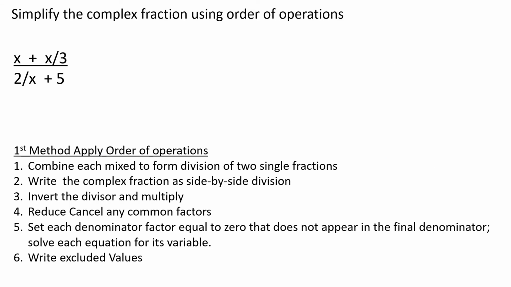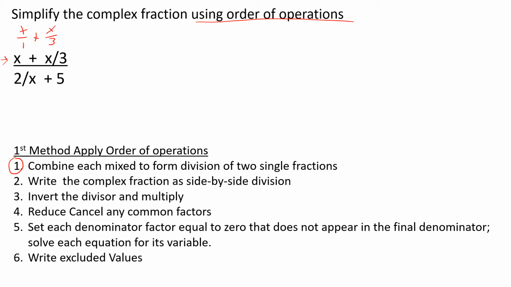All right, so now here we have a complex fraction. The direction says use the order of operations. In your homework, it's going to tell you what method to use. So this one says use the order of operations. The first thing we're going to do is combine each mixed expression into a division of two single fractions. So let's just look at the numerator first. Here's the numerator. We have x plus x over 3. So think of that as x over 1 plus x over 3.